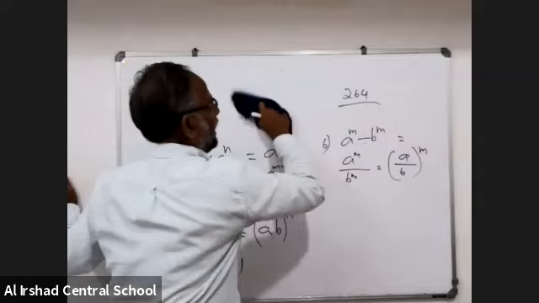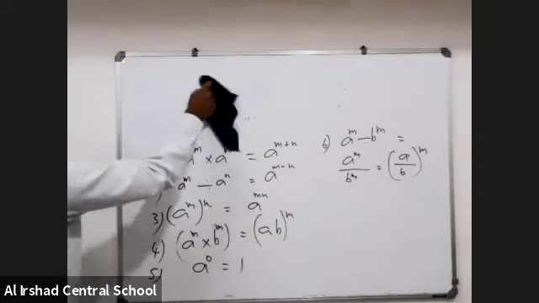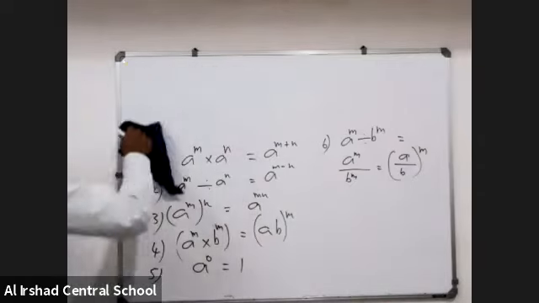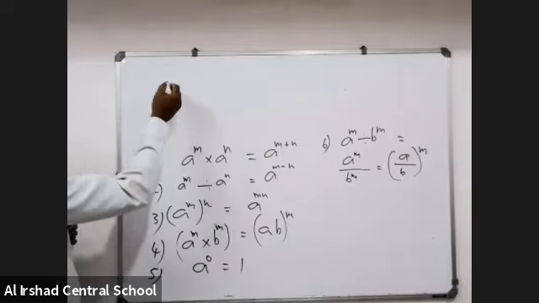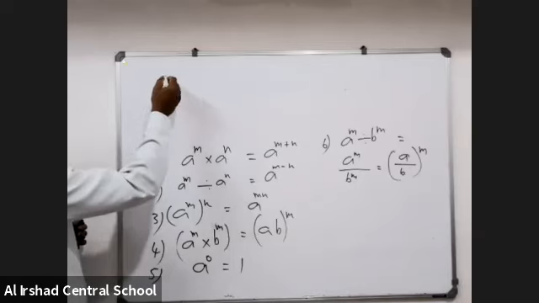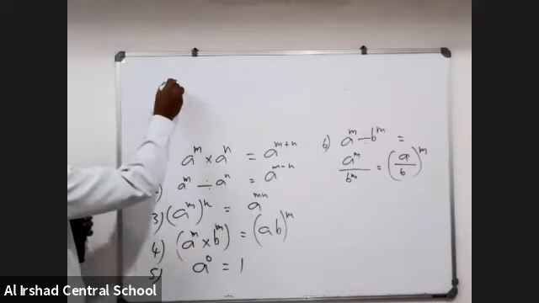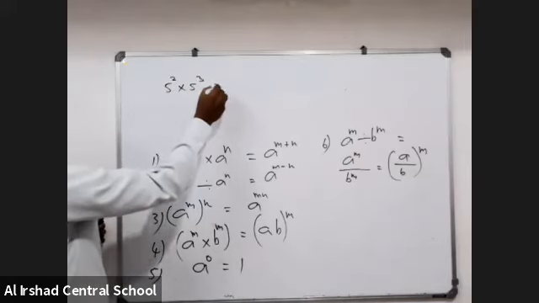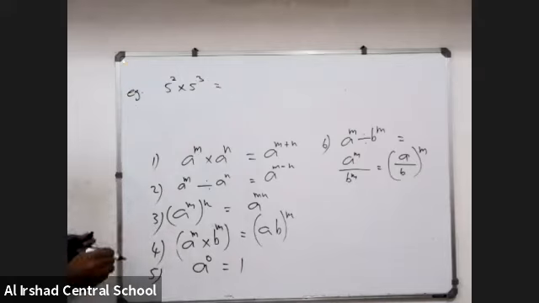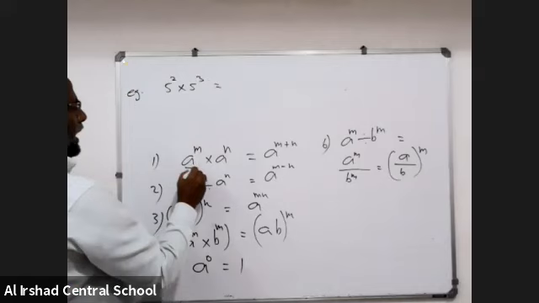Yes. Okay, fine. Now the first law, I am trying to explain within 10 minutes, in front of us. We can complete it. First, a raised to m into a raised to n. Example, all of you write: 5 to the power of 2 into 5 to the power of 3. That means 5 square into 5 cube.